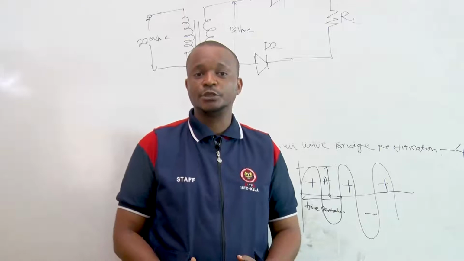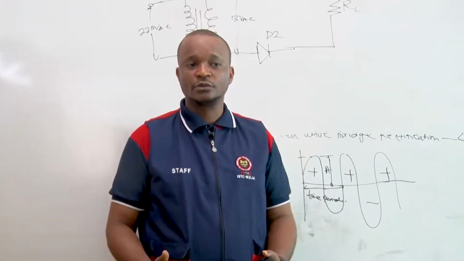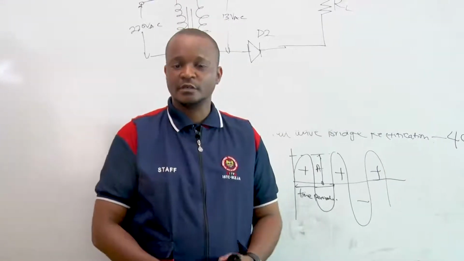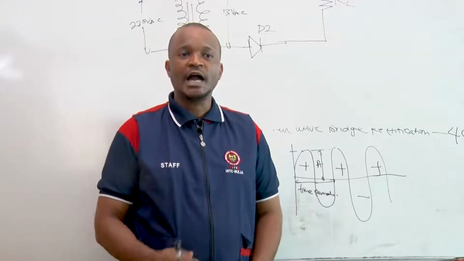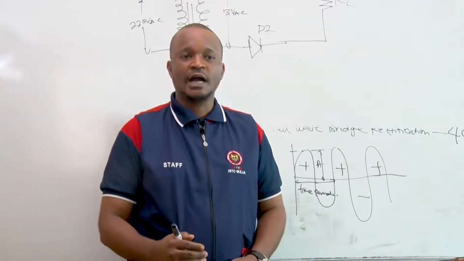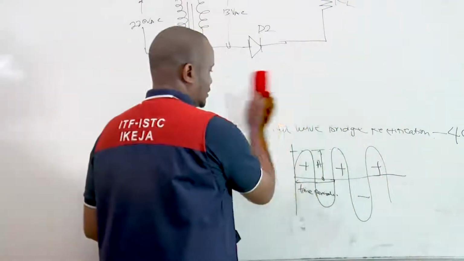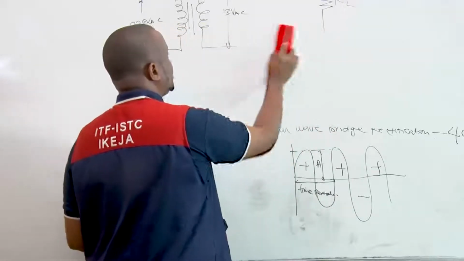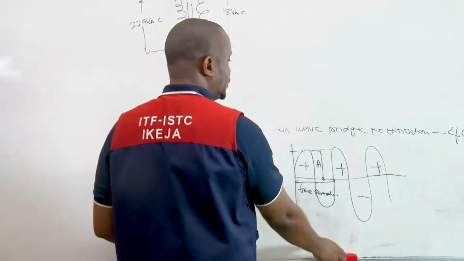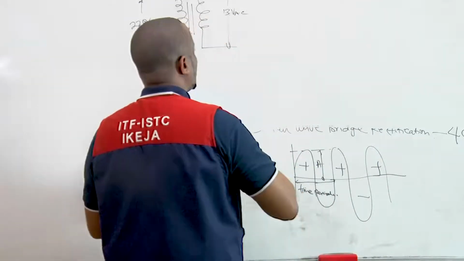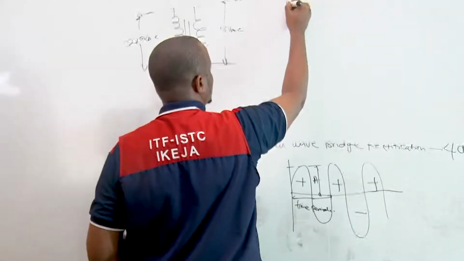However, the disadvantage could be on the cost, since we are going to use more diodes compared to the half wave rectification. So let us explain how this much smoother DC output will be achieved using the full wave bridge rectifier that makes use of 4 diodes. So we are going to be drawing that.